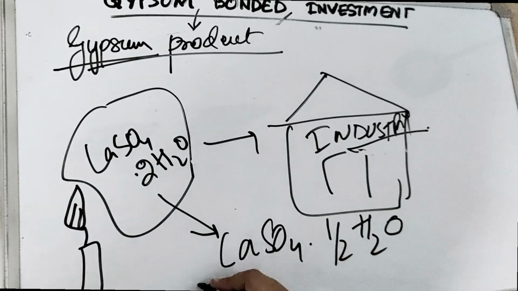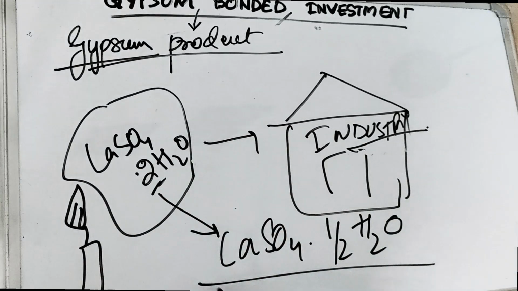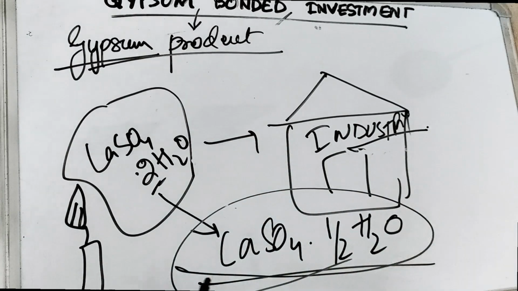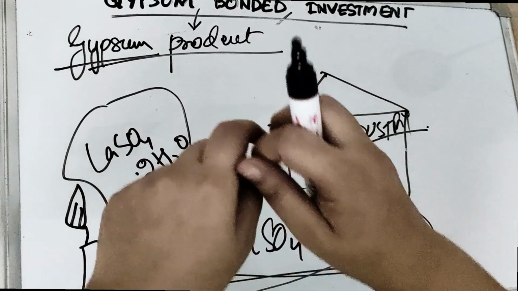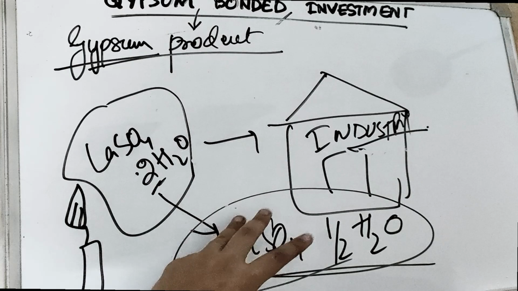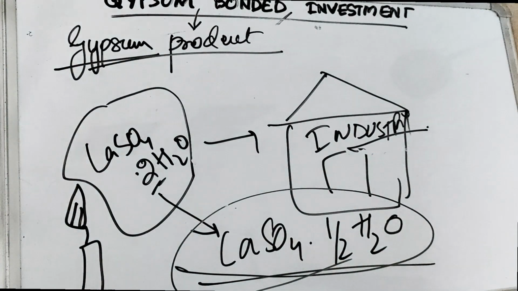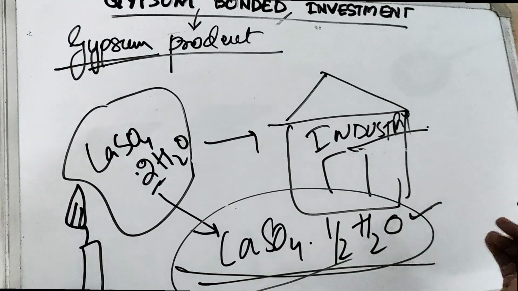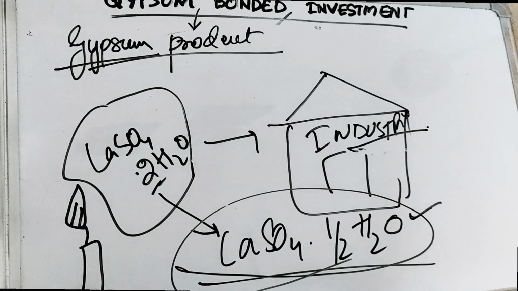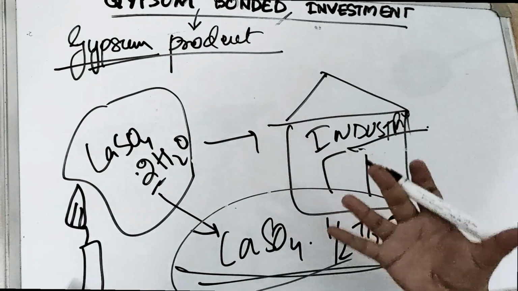Hemi always means half. This was dihydrate. Now that we have the calcium sulfate hemihydrate crystals ready, we pack it in a packet and sell it. That is what we buy from the dental shops. This is the calcium sulfate hemihydrate. It comes in so many forms: type 1, type 2, type 3, type 4, type 5, that we'll study in the gypsum bonded investment.